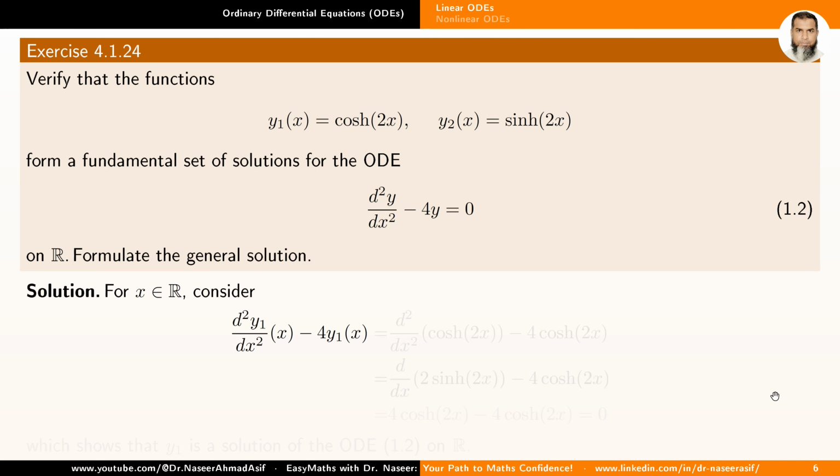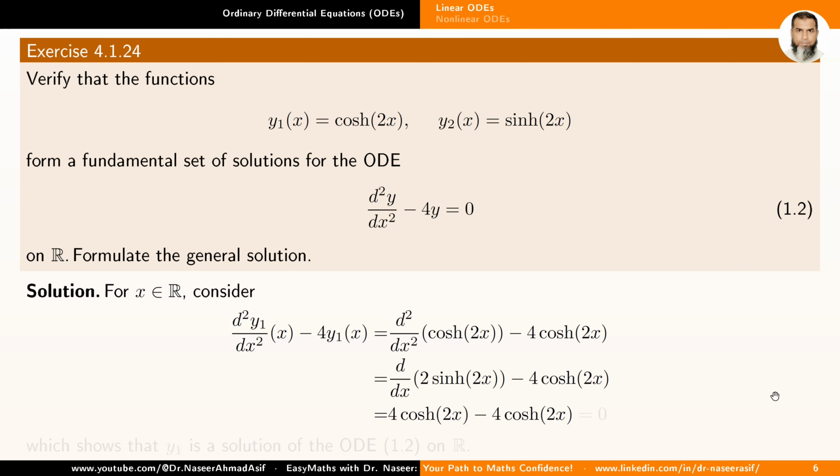For x belonging to R, consider d2y1 by dx square of x minus 4y1 of x, which is equal to d2 by dx square of cosine hyperbolic 2x minus 4 cosine hyperbolic 2x, which is equal to d by dx of 2 sine hyperbolic 2x minus 4 cosine hyperbolic 2x, which is equal to 4 cosine hyperbolic 2x minus 4 cosine hyperbolic 2x, which is equal to 0. This shows that y1 is a solution of the ODE 1.2 on R.